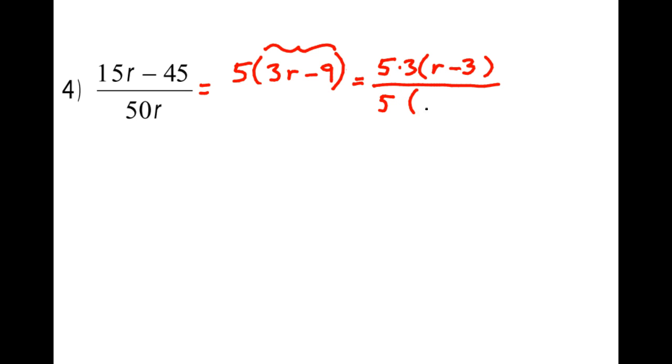And then here we can say, yeah, 5 times 10r. Only because there's a 5 on top. If there's a 25 on top, I would have done 25 and 2. Just depends what's already there. So we have 3 times r minus 3, 10r.